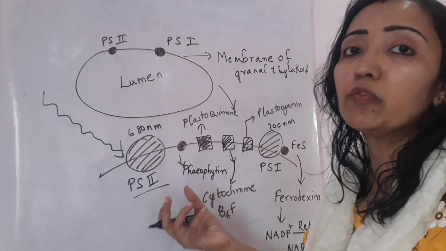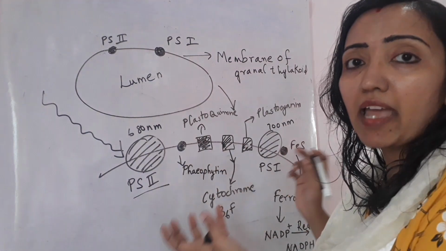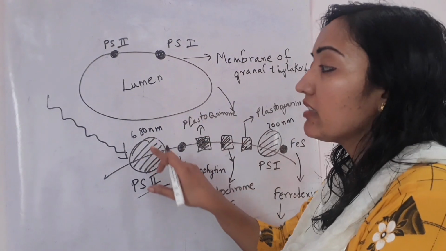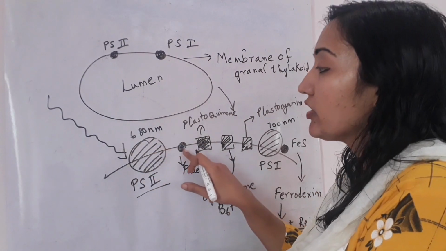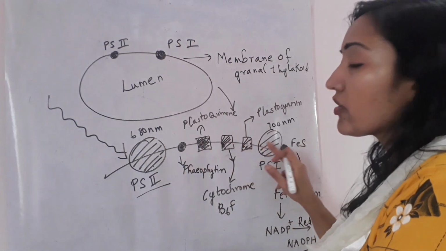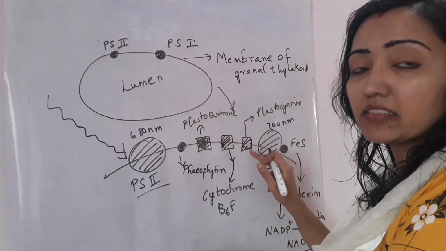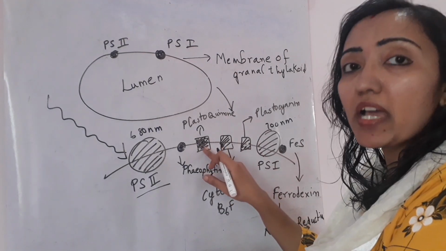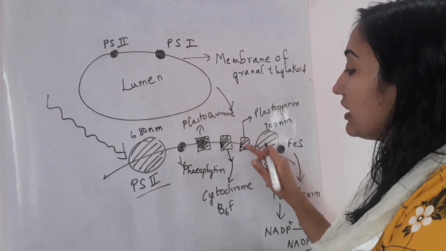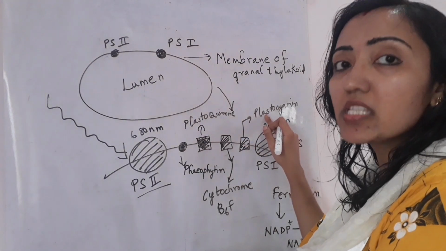When light falls on the photosystem, both the photosystems become active and release electrons. The electron reaches the reaction center. From the photosystem, the electron is given to the primary electron acceptor, which is pheophytin. Then the electron is given to the electron carriers. The electron is first given to plastoquinone, and then to cytochrome B6F, and then it is given to plastocyanin.